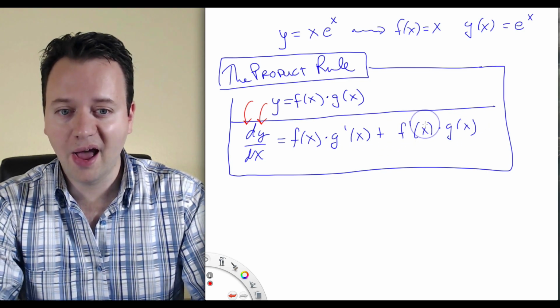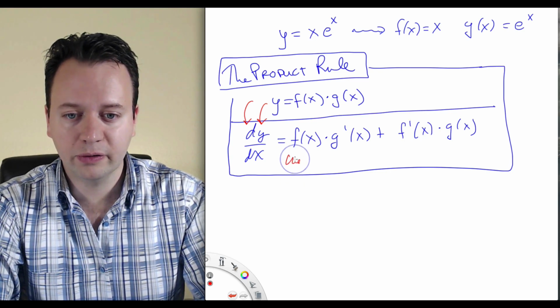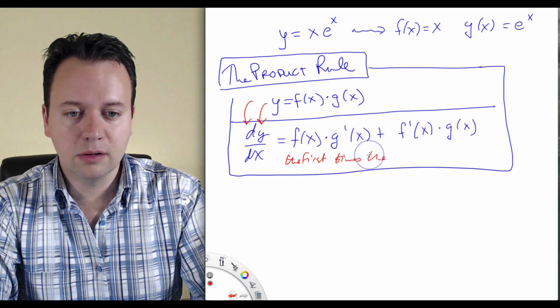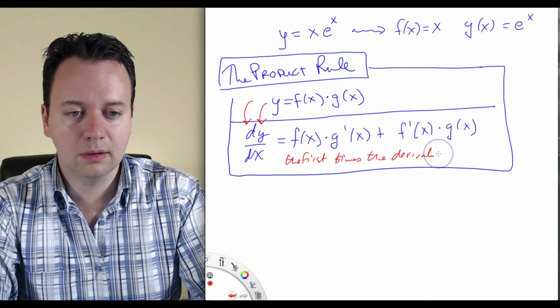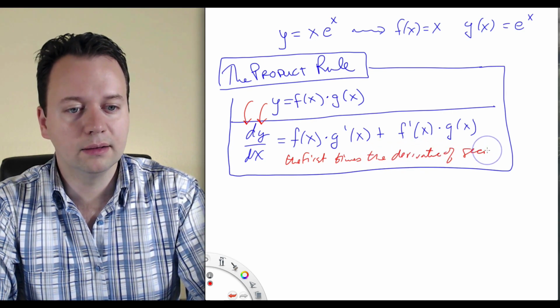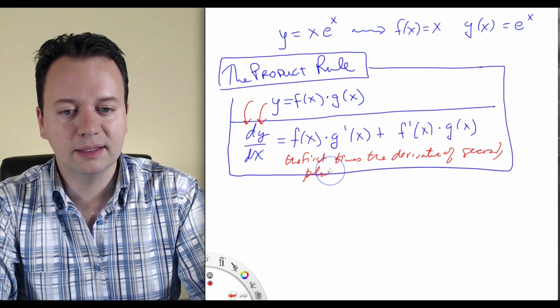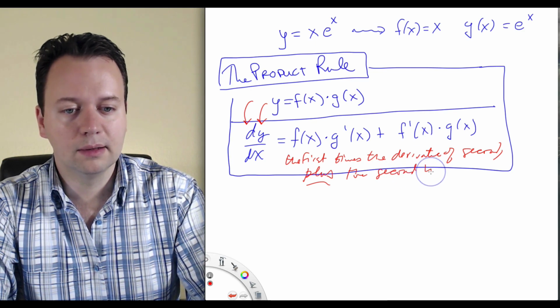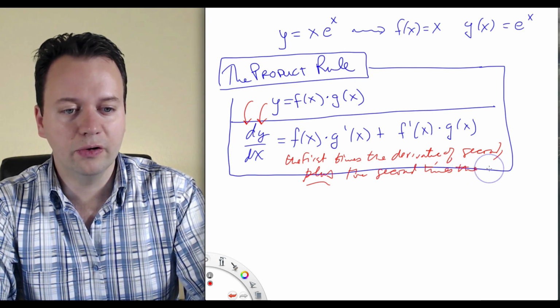That's the way I learned this. It's the first times the derivative of the second, and then plus the second times the derivative of the first.